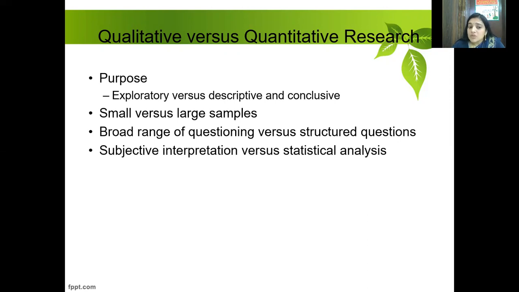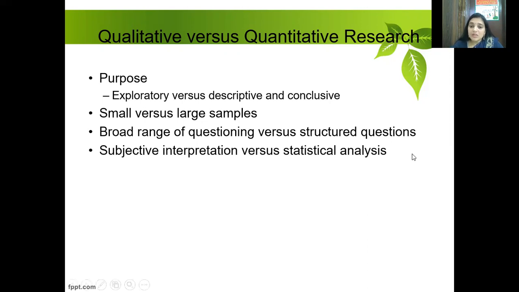Then broad range of questioning versus structured questionnaire. When we talk about an exploratory study, that means we are very much unclear about the problem. That is why we are doing it. So structured questions would not be possible at this particular time. So you'll have a broad range of questions, and you will be exploring whether these questions are right or not. That is also one part of exploratory research. Structured questions are generally a part of descriptive or conclusive, or we say causal research.